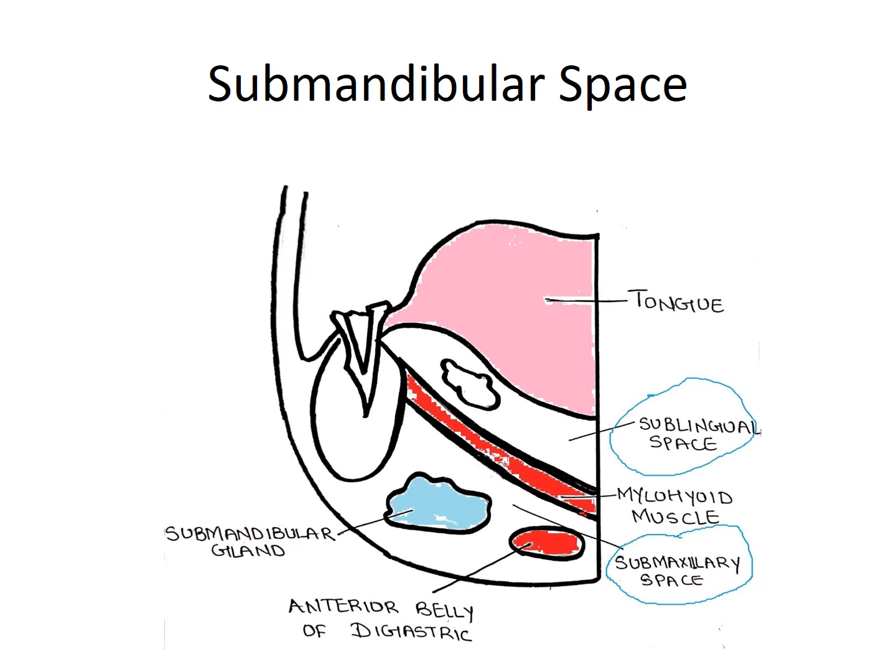The other contents of the submaxillary space are the submandibular gland as well as the anterior belly of digastric. So the submandibular space is divided into sublingual and submaxillary space by the mylohyoid muscle.